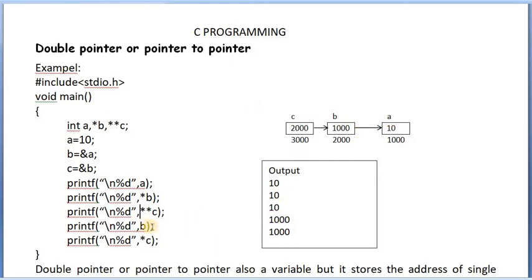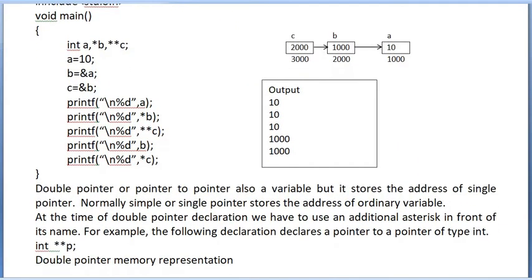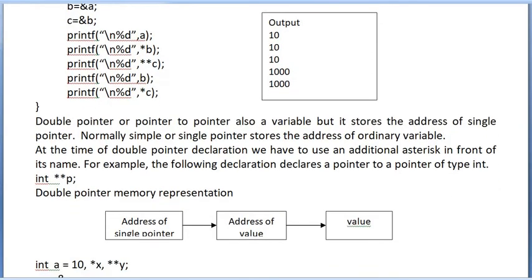Now, simply if you print b we get 1000, the value of b. Asterisk c: the value which is in c is 2000, which is the address of b. If you use asterisk along with the pointer, you get the value which is at this address, that is 1000, here we get. And notes are also given, you can understand these notes here.